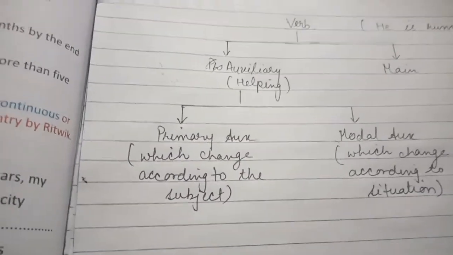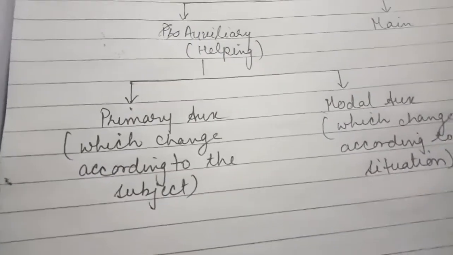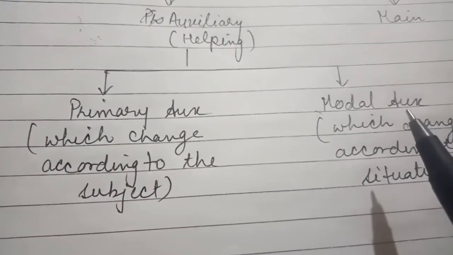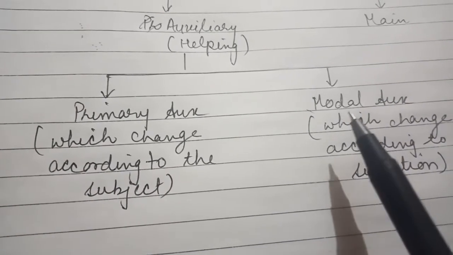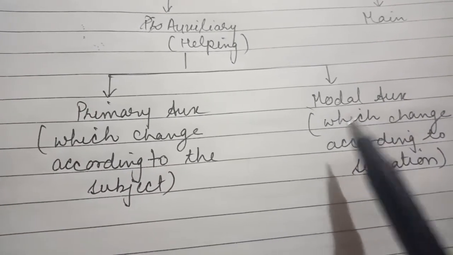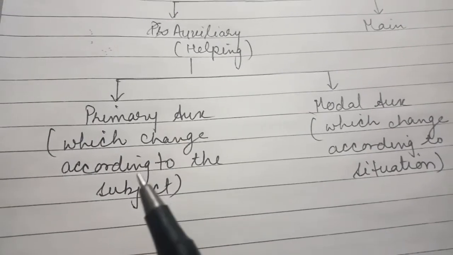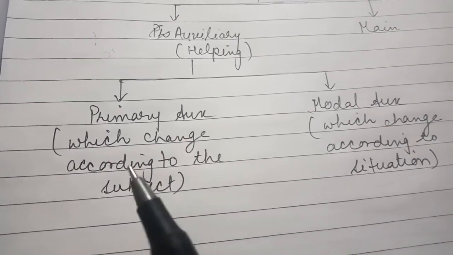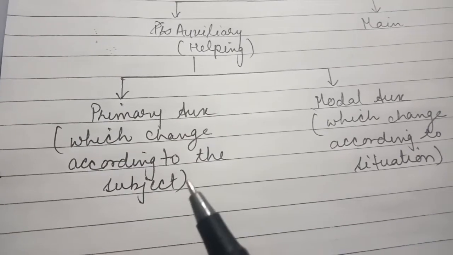Now, these helping verbs are divided into two parts, primary auxiliary and modal auxiliary. This is the modal which we are going to study in this chapter. Primary auxiliaries are those helping verbs which change according to the subject.